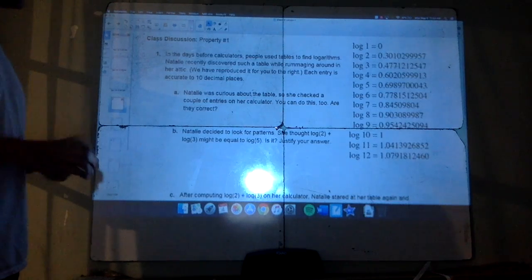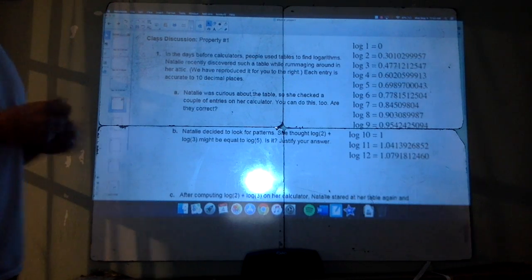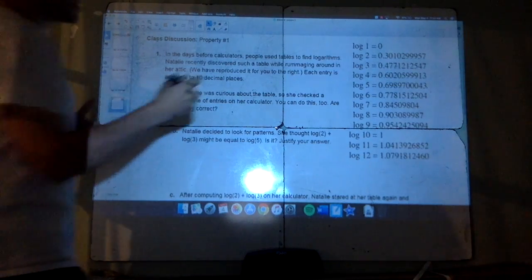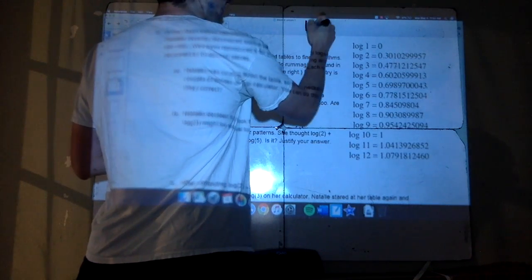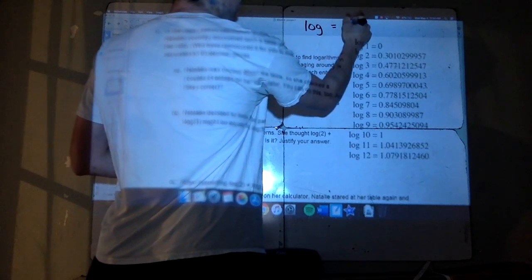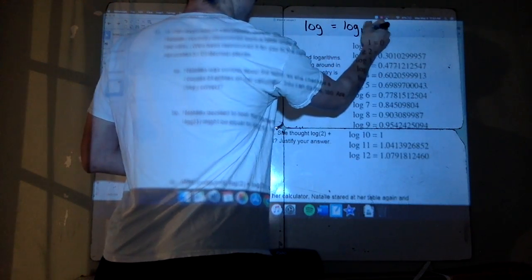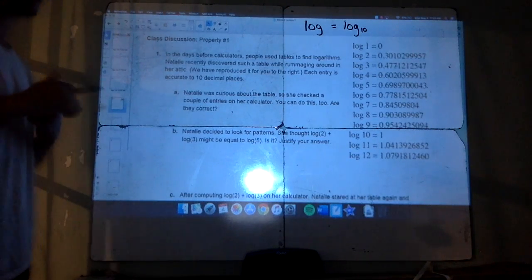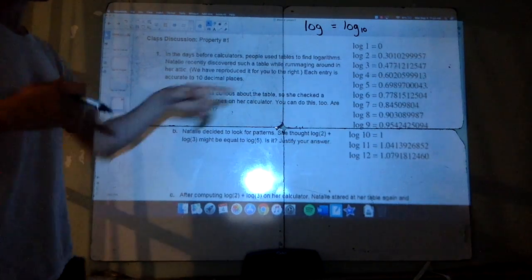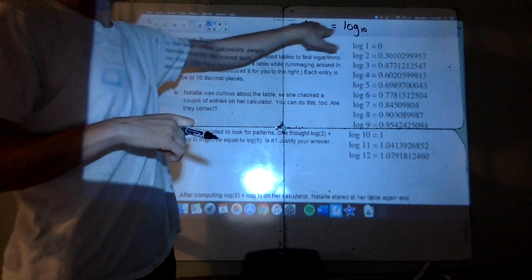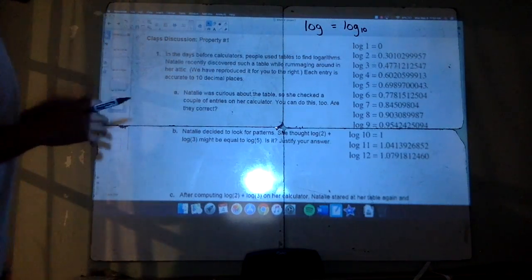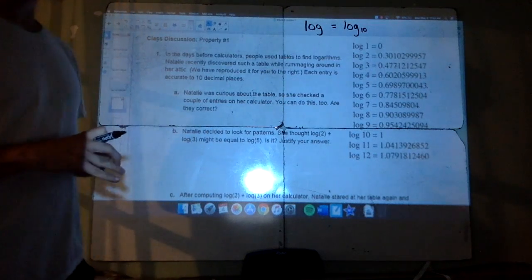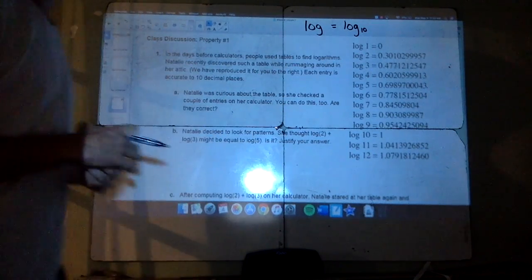All right, so what we have here is on your calculator, your log button. It doesn't say it, but it's log on your calculator, and that is log base 10. Your calculator doesn't do other log bases, so it's just naturally log base 10. So if you ever just see log, it means log base 10. What we have here is a chart of all the logs of numbers 1 through 12.